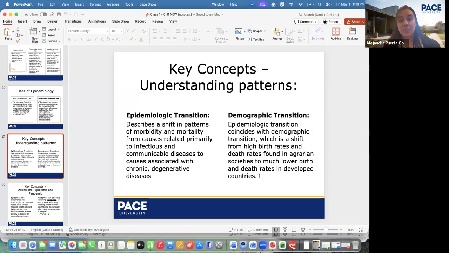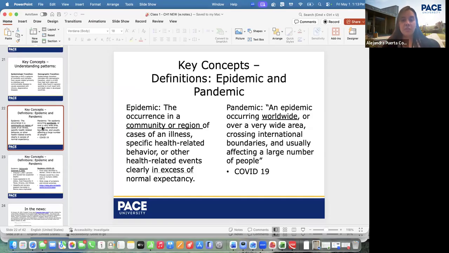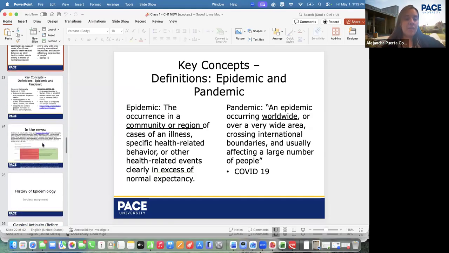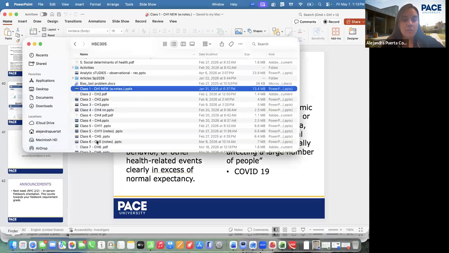And if you have aging populations, you will have an inverted pyramid. Remember we talked about that? Okay. So that one will go into the exam. Of course, you always want to know the difference between epidemic and pandemic. And I don't think I'll do any history, to be honest.